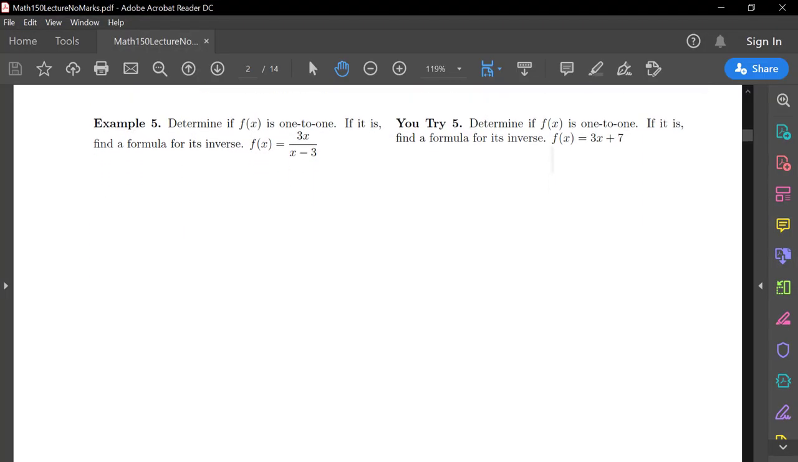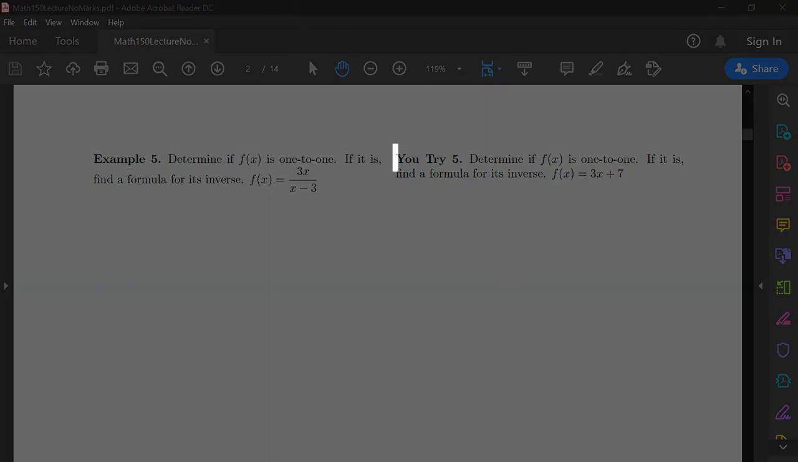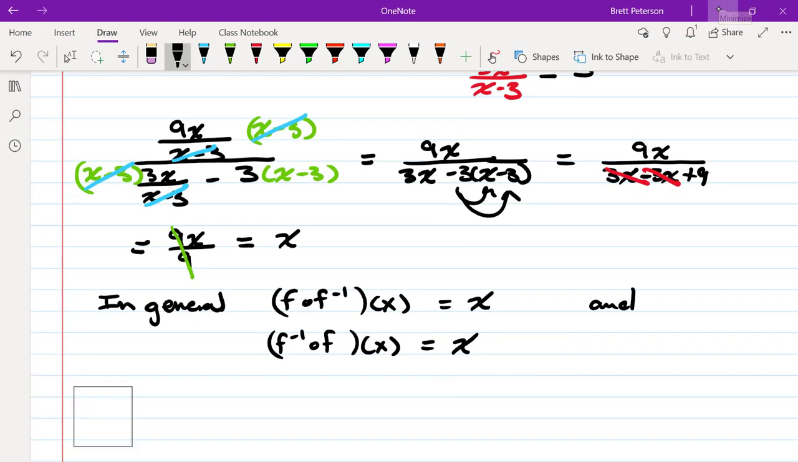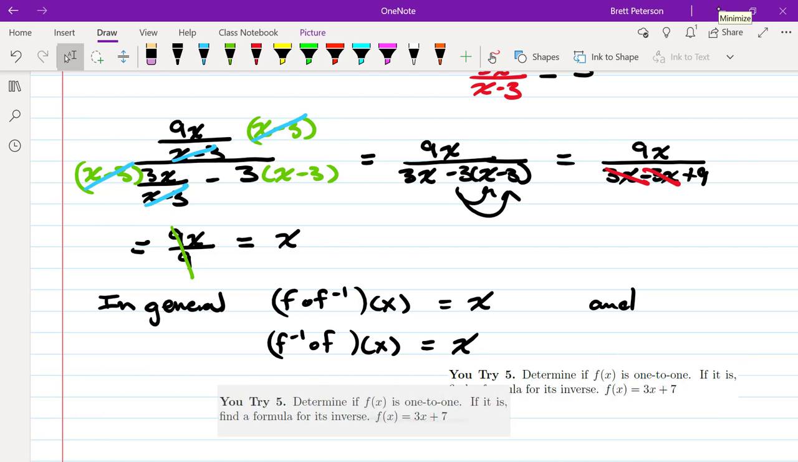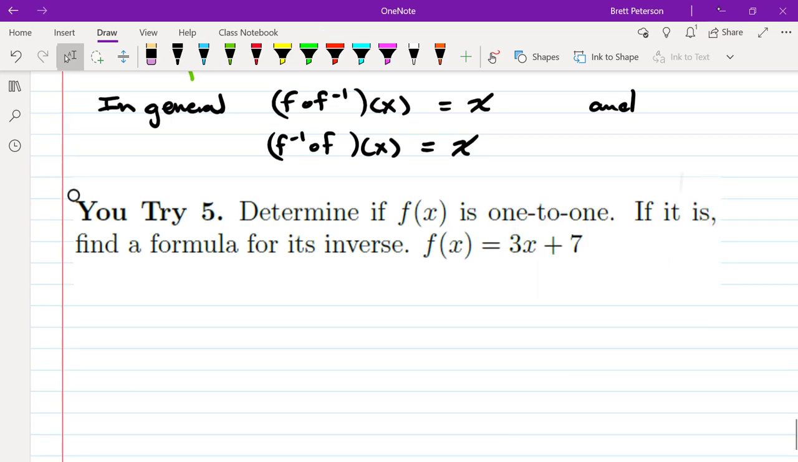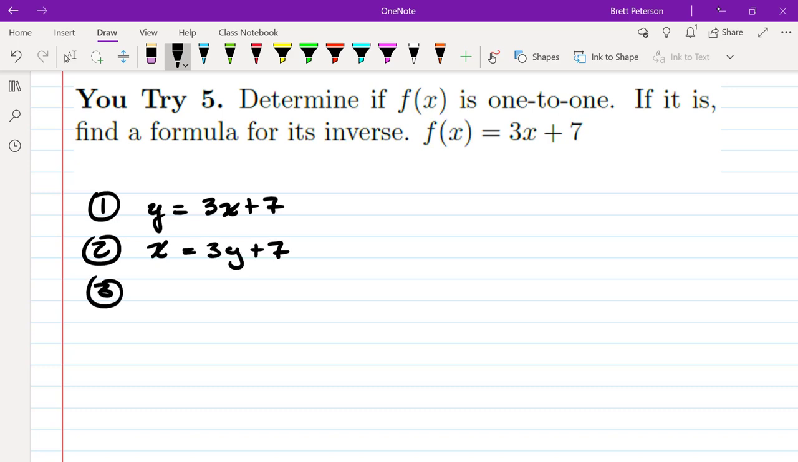All right, it's now your turn. I want you to go ahead and find the inverse of 3x plus 7. So we do our same 4 steps. So 1, we replace f of x with y, so we get y equals 3x plus 7. Step 2, we interchange our x and our y. Step 3, we solve for y.